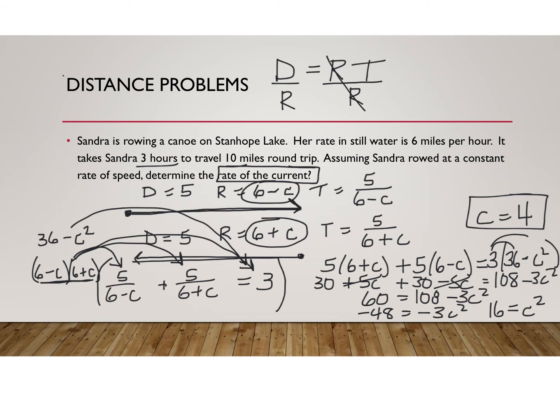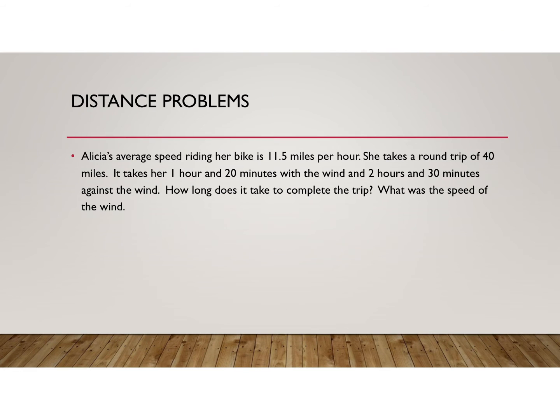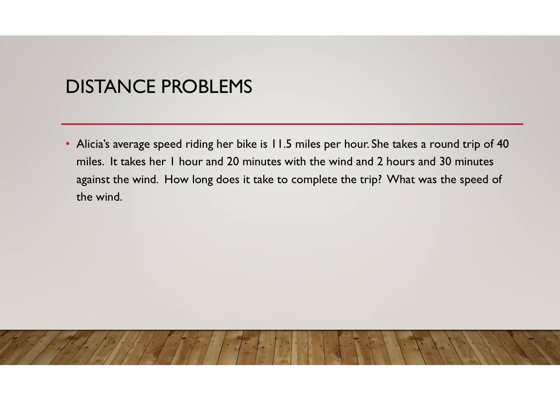So draw a picture, base it on the distance equals rate times time formula, and then write an equation. In this particular example, again using distance equals rate times time, it says Alicia's average speed riding her bike is 11.5 miles per hour. She takes a round trip of 40 miles. It takes her 1 hour, 20 minutes with the wind, and 2 hours, 30 minutes against the wind. How long does it take to complete the trip?